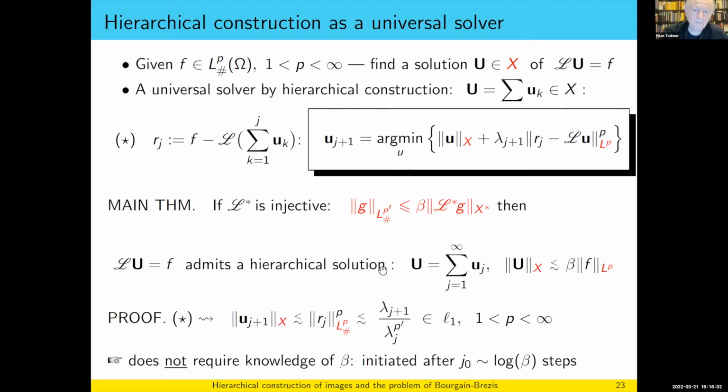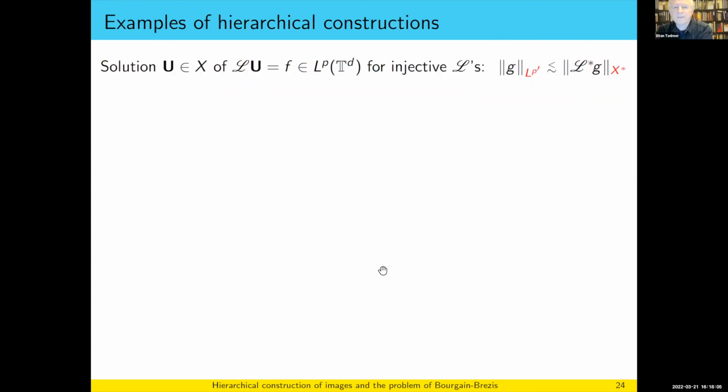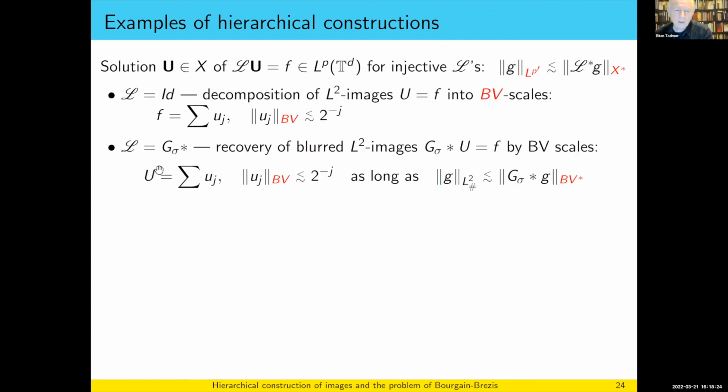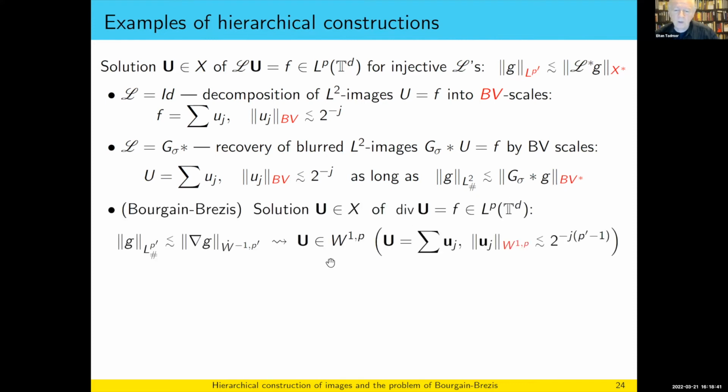Okay, fine. So equipped with this kind of hierarchical construction, we are now becoming a little bit more aggressive, and we would like to solve some other problems. So let's see. We know when L is the identity, we decompose an L2 image into BV scales. That's what we've seen before. Where L is a convolution with some Gaussian kernel, namely blurring, we get a representation of the clean image, again in terms of some BV scales given here, as long as we have this a priori bound. What about Bourgain-Brezis?